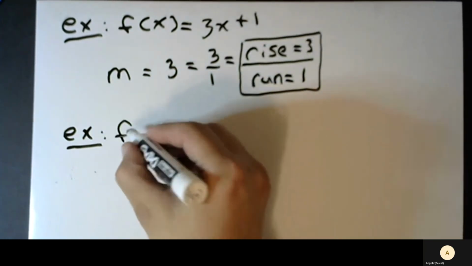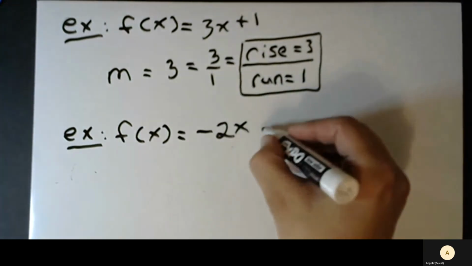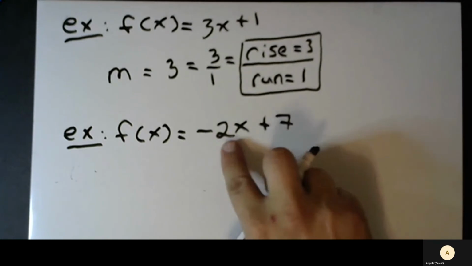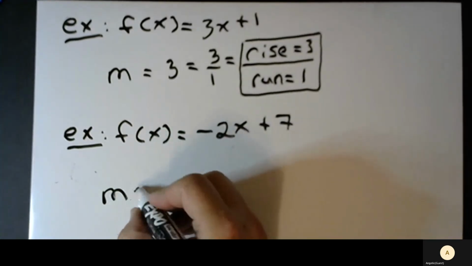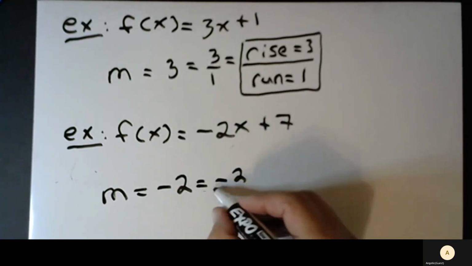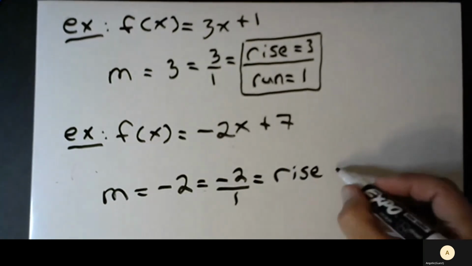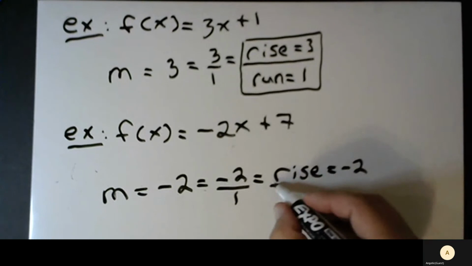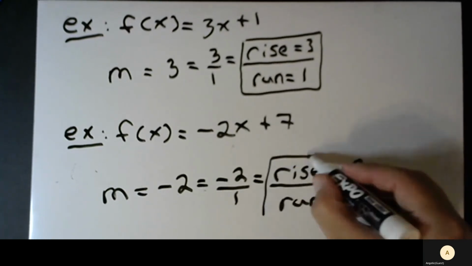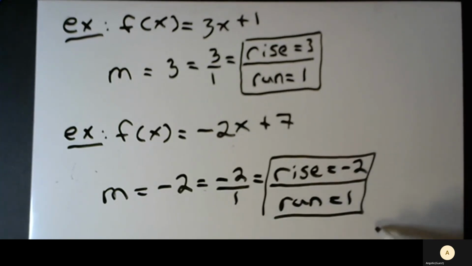And it'd be the same with negatives also. If you have f of x equal to, say, negative 2x plus 7, well, again, the slope's the number attached to x. So m would be negative 2, or negative 2 over 1. So a rise of negative 2 and a run of 1. And again, a rise of negative 2 means we'll drop 2 as we go from left to right.